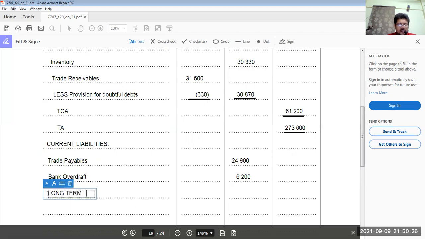Now, long-term liabilities or non-current liabilities, whatever you write. Long-term liabilities, we have 5% debentures payable, 20,000.